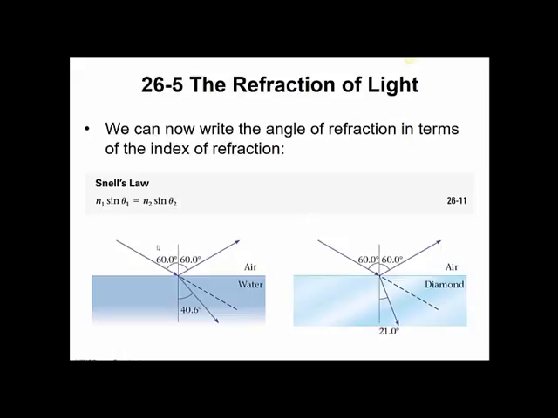So if a ray of light is incident at 60 degrees, then it's going to go into something more dense, and it will slow down, and it will bend towards the normal. So to find that angle of 40.6 degrees, you would simply take 1 times the sine of 60 equals 1.33 for water times the sine of theta 2, and solve for theta 2. Notice that diamond has a much higher index of 2.42, and it bends a lot more.